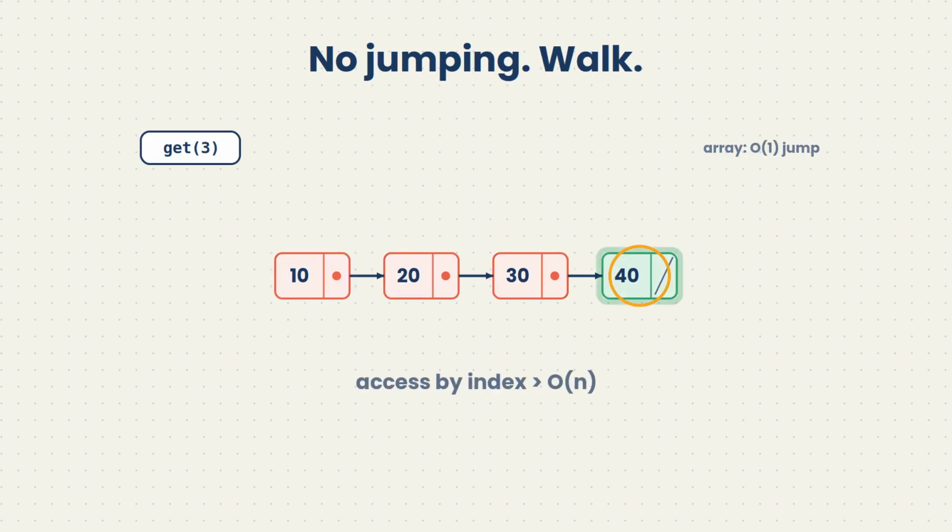Suppose you want the element at index 3. An array would jump straight there in one step. A linked list cannot. It has no formula for where index 3 is, because the nodes are not in a row. So it starts at the head and walks forward 3 times, counting as it goes. Reaching a position takes time proportional to how far in it is. Access by index is O(n). This is the price of all that flexibility.